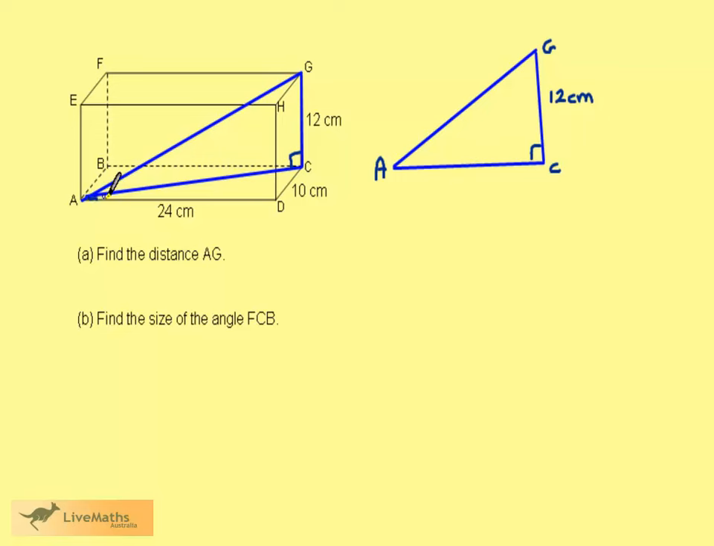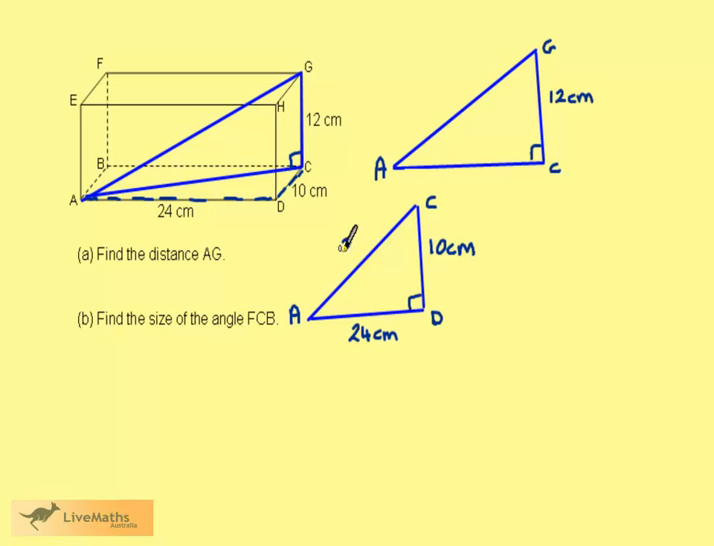How are we going to do this? We can work out the length of AC by finding another triangle in which AC is a side. If we draw this triangle out separately, this is the triangle ADC. It's right-angled here at the corner of the room, so that's ADC. We know that AD is 24 centimeters long, and that CD is 10 centimeters long.